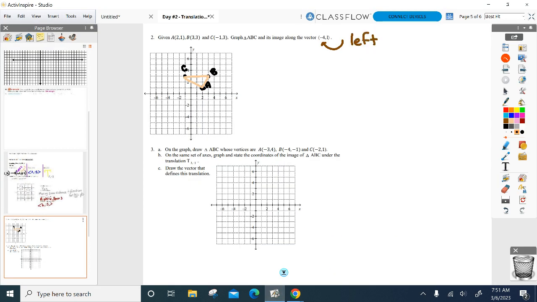Left 4, up 1. Yep. So everyone take each point, move it left 4, up 1. And then make sure, what are we calling our points now? Prime, right? A prime, B prime, C prime.